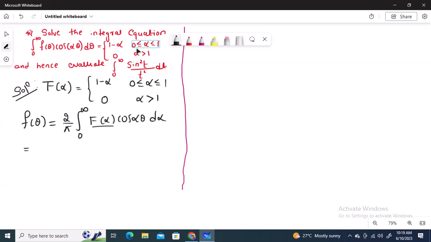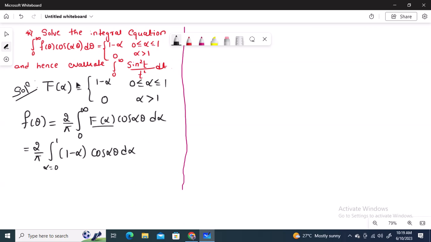Okay, for this particular interval 0 to 1, in all other cases it is 0. That we have to substitute. So what happens, that is 2 by pi integral alpha equal to 0 to 1, (1 minus alpha) cos alpha theta d alpha.